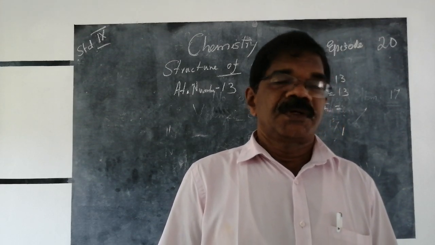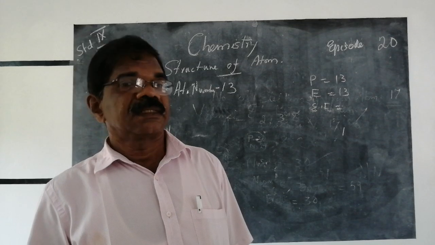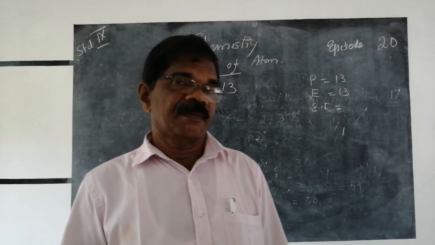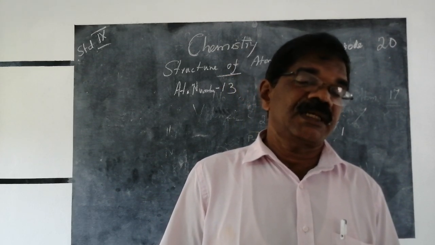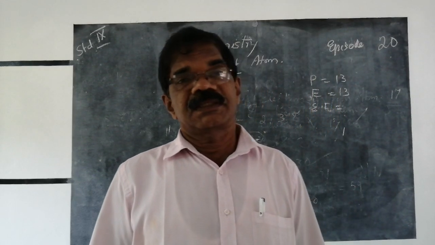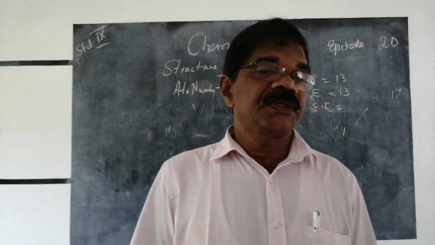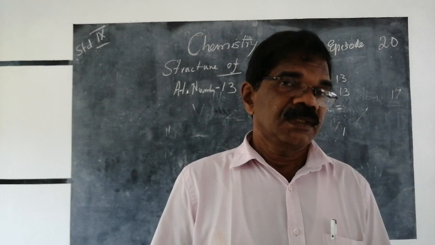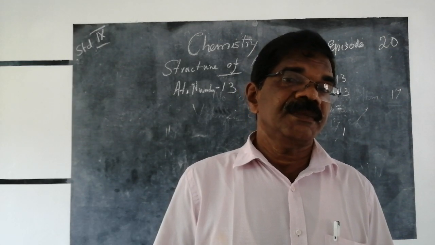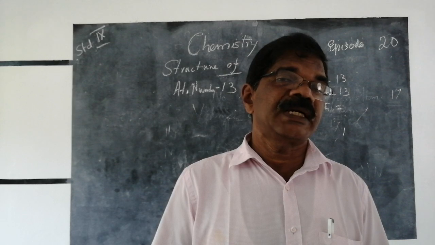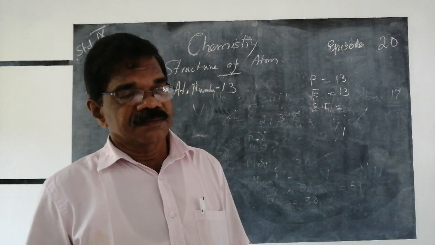Rutherford also conducted an experiment which proved the presence of the nucleus, that is the gold foil experiment. Then we can pass on to the next topic, atomic number. Atomic number is the number of protons present in the nucleus. Mass number is equal to number of protons plus number of neutrons. Atoms are electrically neutral. Why? In every atom, the number of protons and number of electrons are the same, so atoms are electrically neutral.